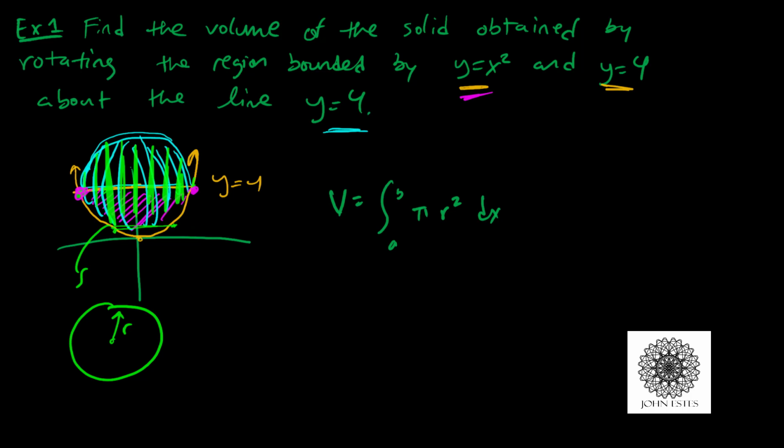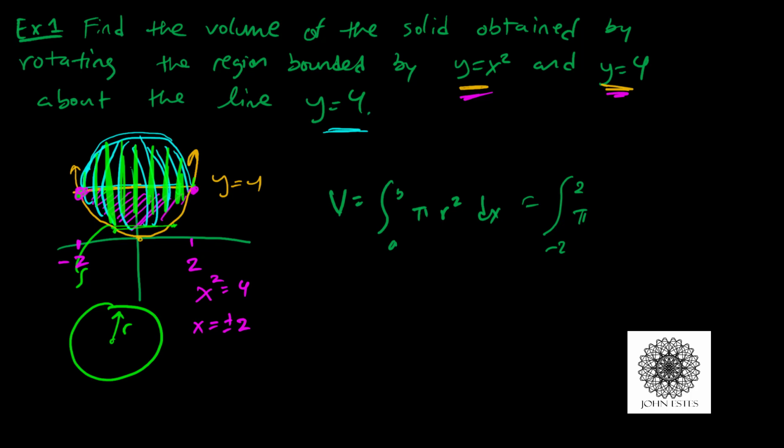Let's take my two curves and set them equal to each other. So I have x squared equals 4. Taking the square root of both sides, I get plus or minus 2. So this is minus 2 over here, and this is plus 2. So now I'm integrating from negative 2 to 2 of pi, and we just have to figure out what this radius is.